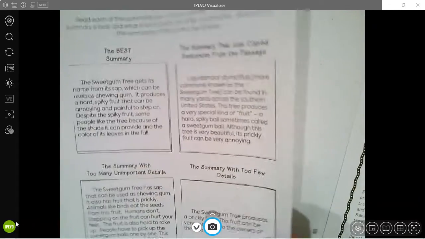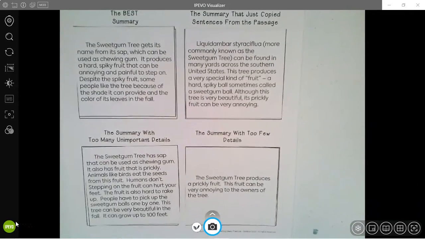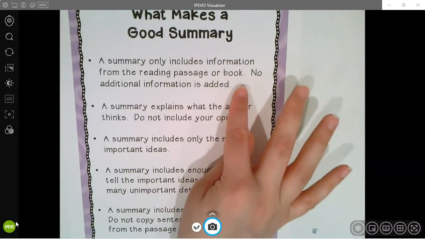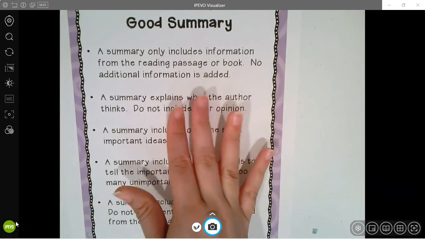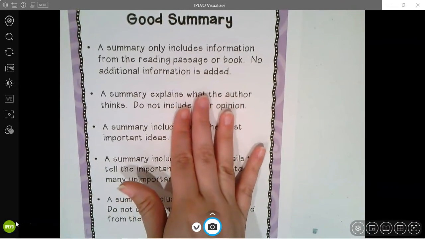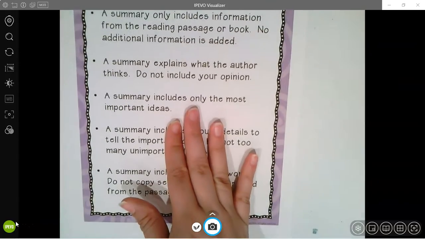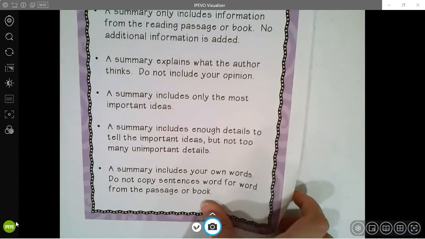Okay. All right. So what we're going to do next is I'm going to have some small little paragraphs for you to read, and you're going to pick the best summary that goes with it. So remember, what makes a good summary is it only includes information from the passage. It explains what the authors think. We don't put our opinion in it. It only includes the most important information, and we don't copy sentences word for word, right?